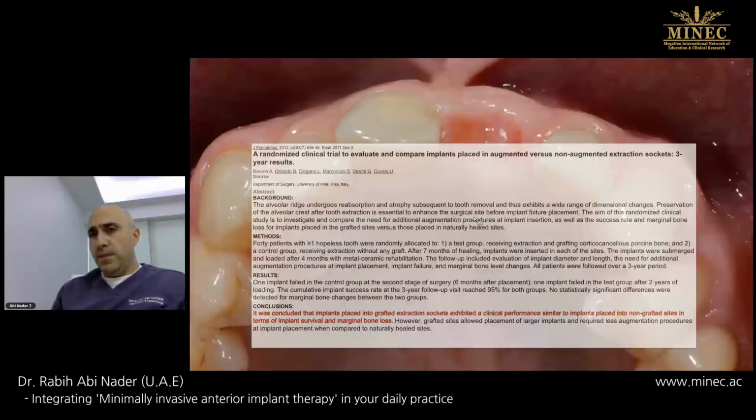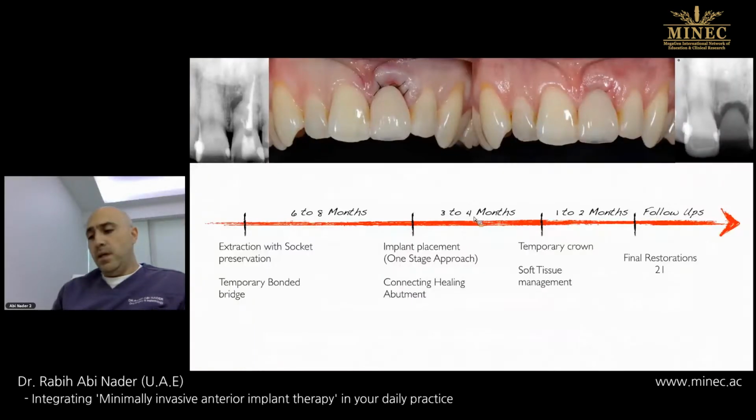So implants placed in socket preserved ridges have the same performance as implants placed in completely naturally healed ridges. But this is the treatment. That is your treatment plan if you do a socket preservation.